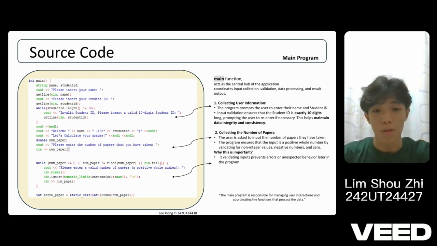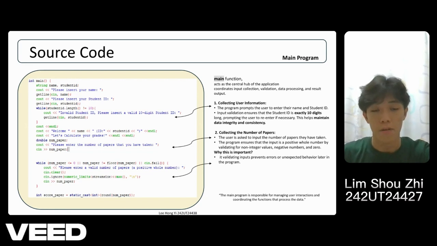And step 2 is collecting the number of papers. The program asks for the number of papers the student has taken. So here's where we introduce our robust validation system. The input must be a positive whole number, and the program checks for non-integer values, negative numbers, and zero.